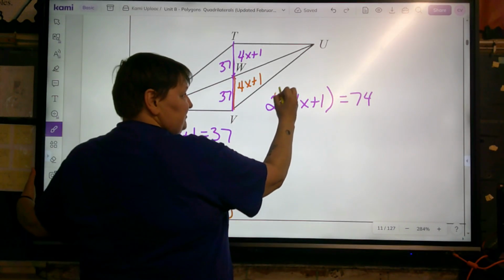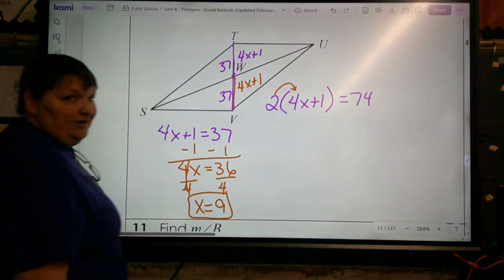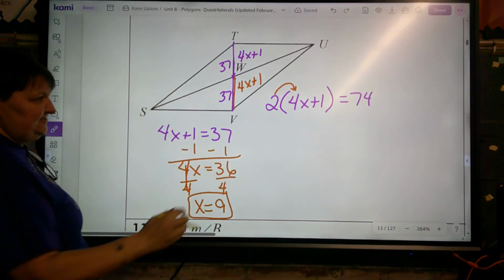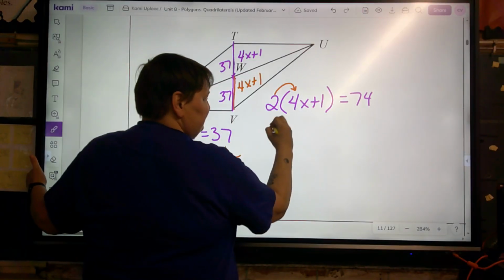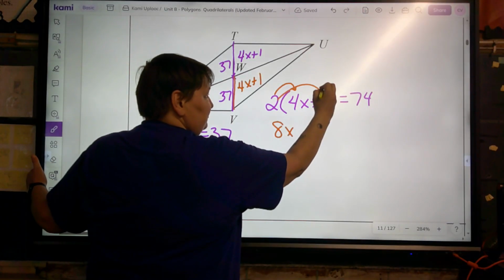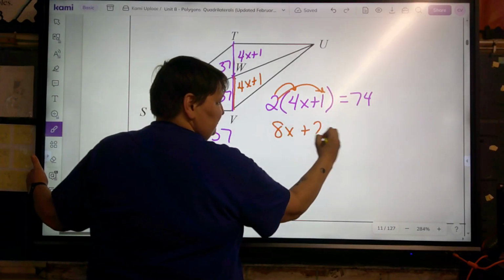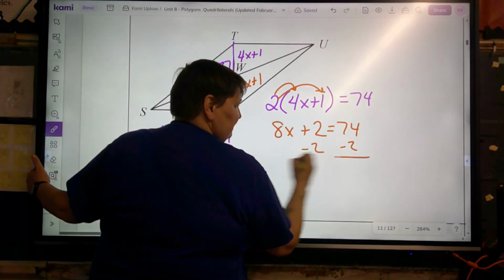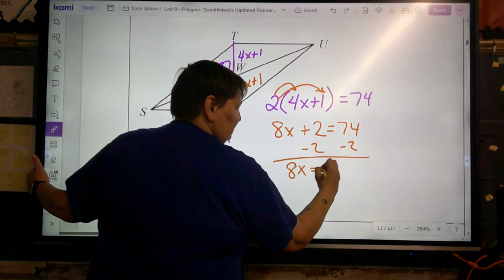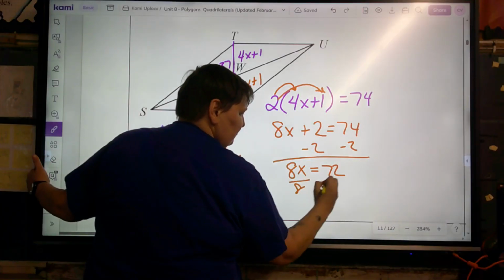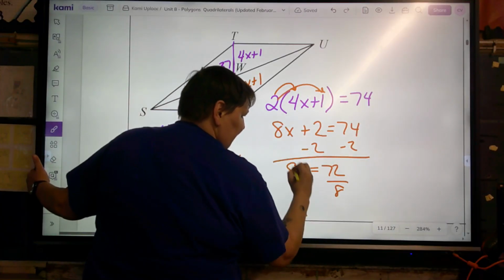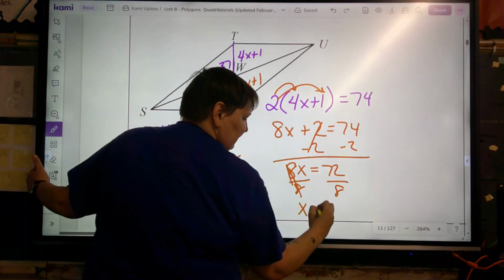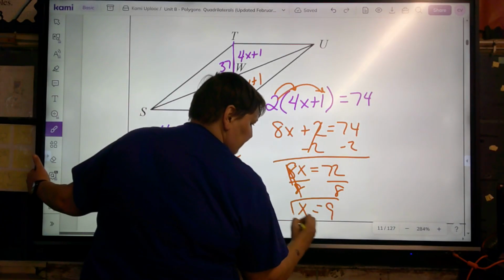When you distribute what's outside the parentheses, you multiply by everything inside the parentheses. So 2 times 4x is 8x. 2 times positive 1 is a positive 2. Subtract 2 from both sides. 8x equals 72. Divide 8 on both sides. X equals 9. X equals 9.